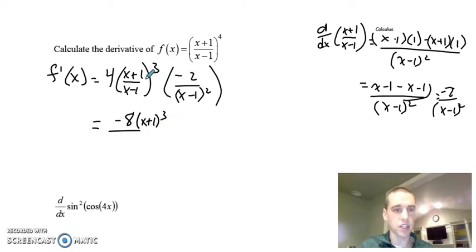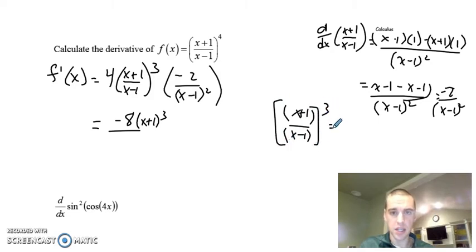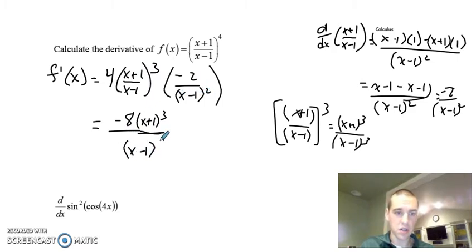And now here's something tricky. You guys need to know that (x plus 1 over x minus 1) cubed equals x plus 1 cubed over x minus 1 cubed. It's the same thing. The cubed goes to both the numerator and denominator. So I can rewrite this as negative 8 times x plus 1 cubed. Notice that this is x minus 1 cubed, and this is x minus 1 squared. 3 plus 2, I can write it to the fifth. I'm done. That is our answer.